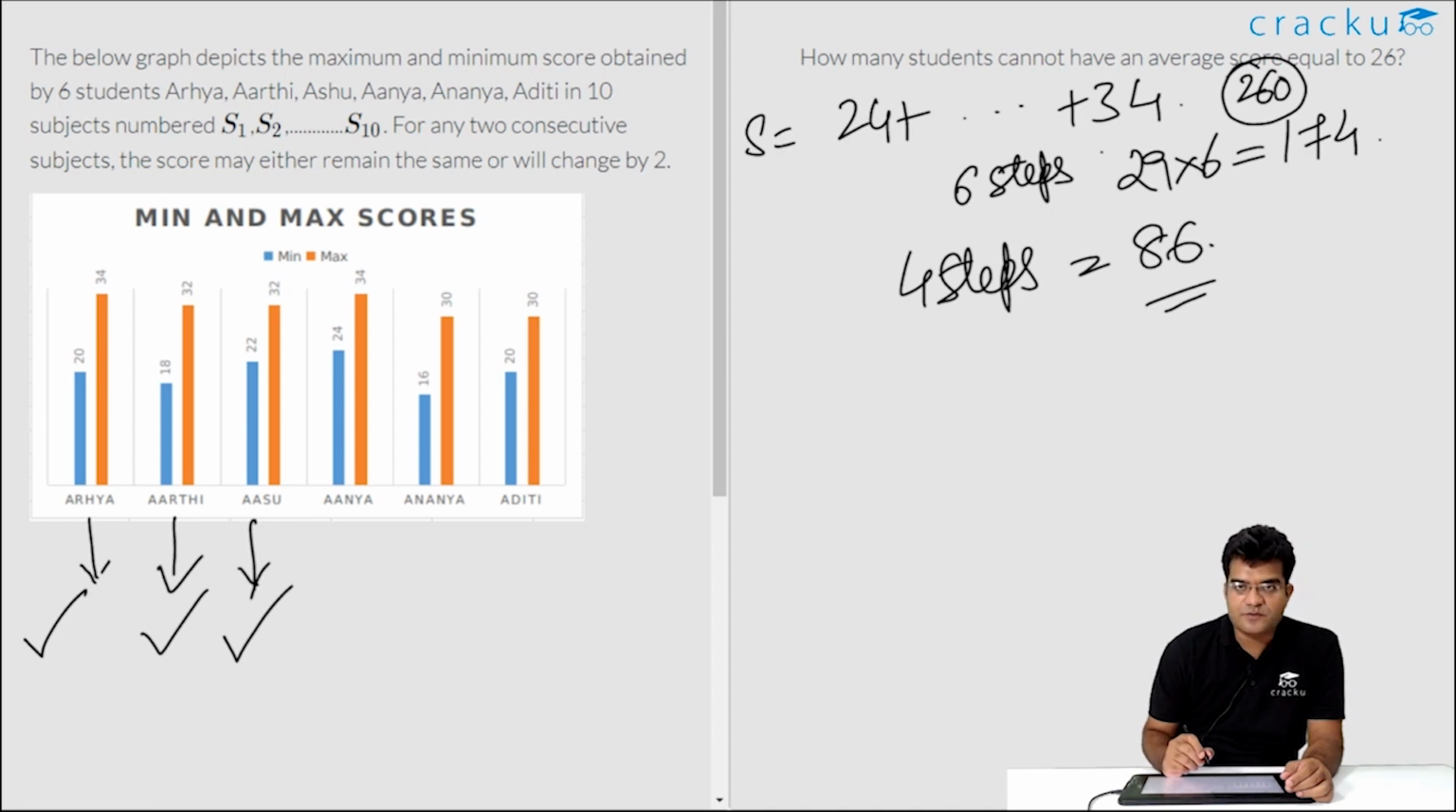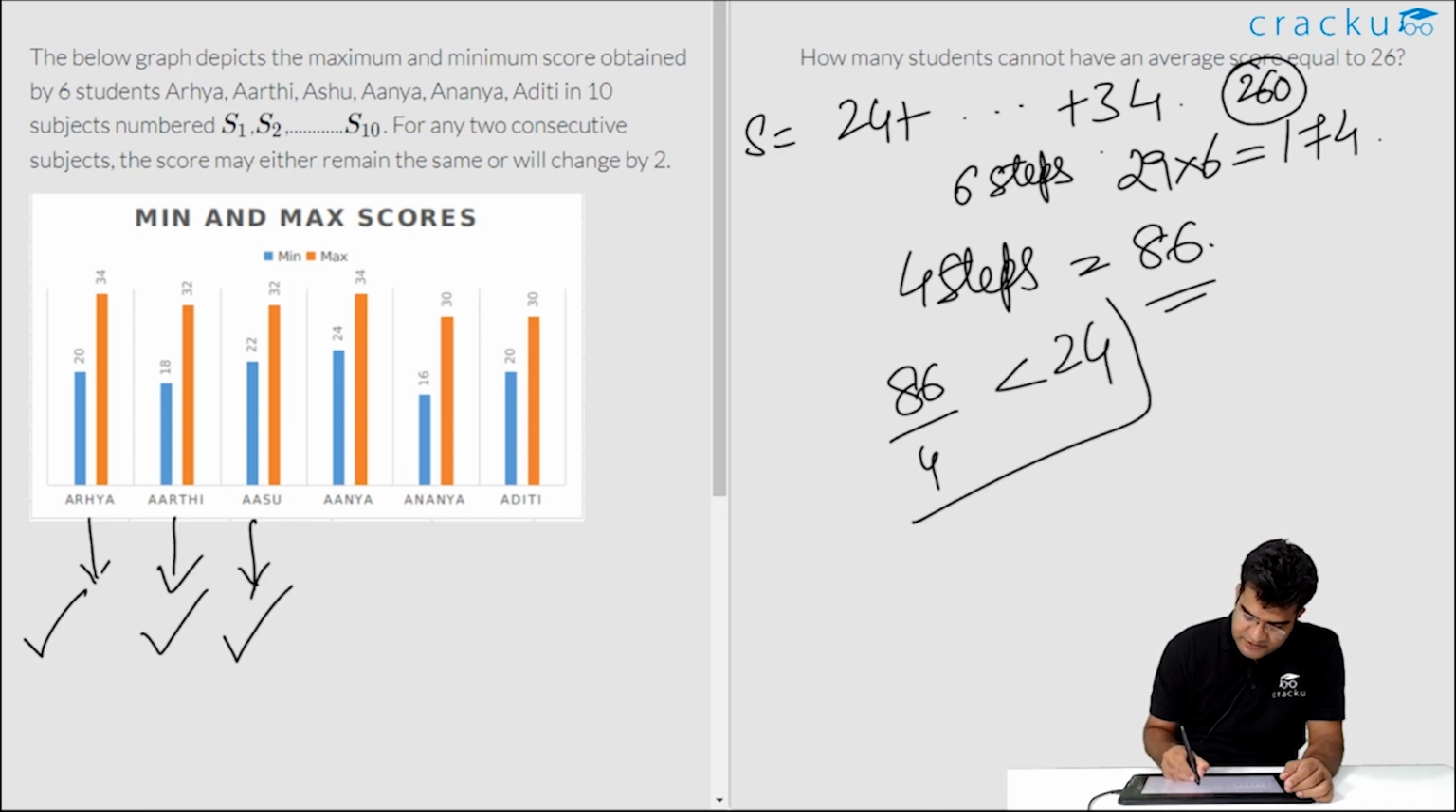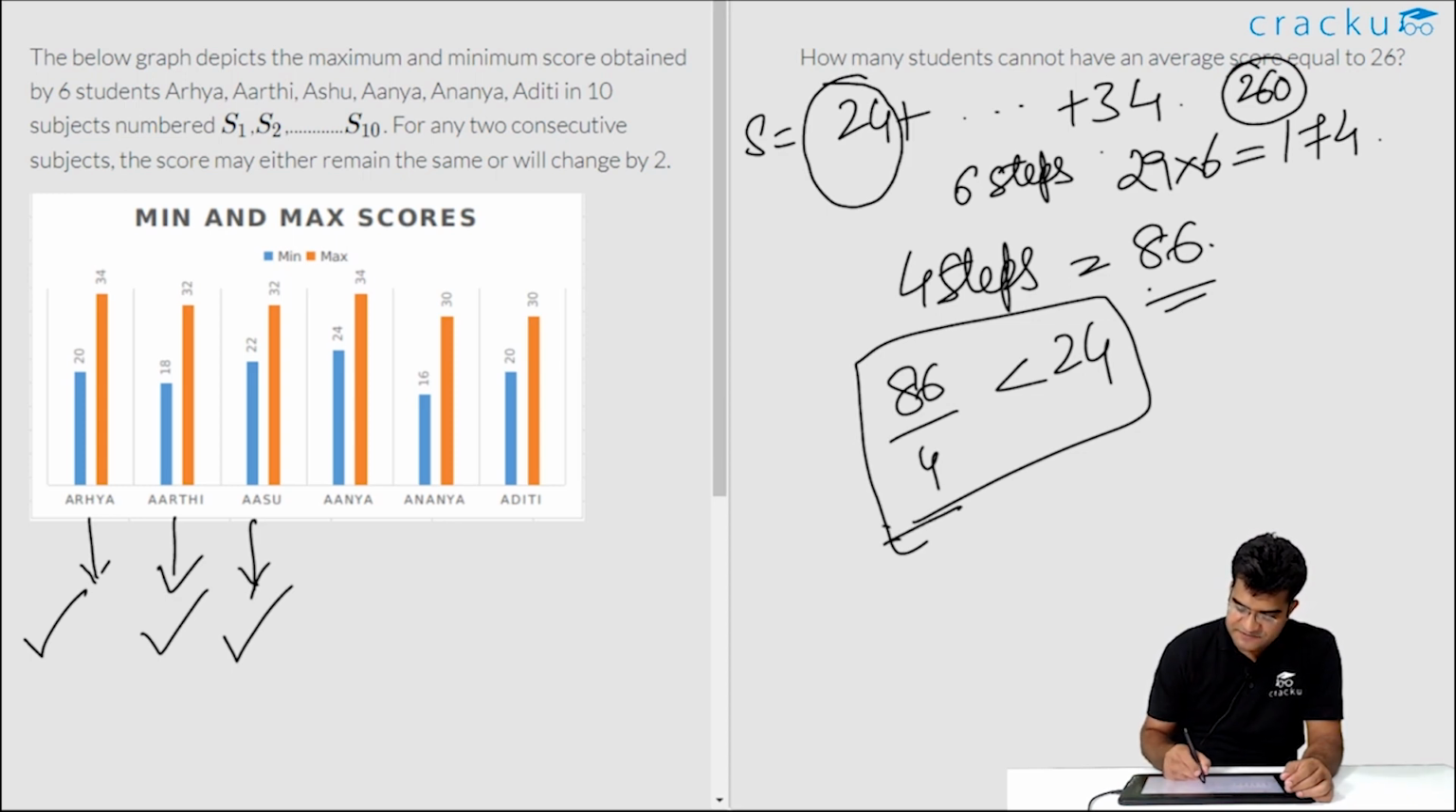But clearly this is not possible. Why is this not possible? Because 86 by 4 is less than 24. So the sum of these 4 steps is less than 86, but the minimum score that she received is 24. So there is no way in which you can add 4 more steps without the total exceeding 26. So in this case, Ananya cannot have a distribution of her scores in the subjects where the average is 26.